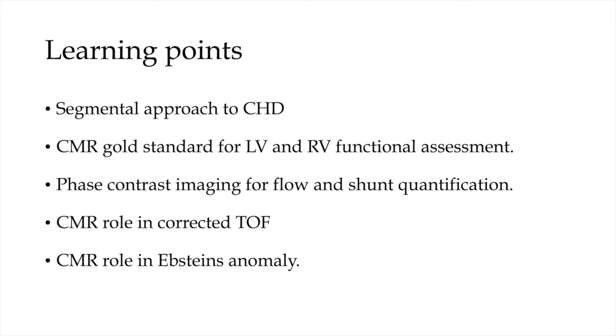In Ebstein's anomaly, cardiac MR plays a very important role in calculating the size of the functional RV. So, if the size of the functional RV in Ebstein's anomaly is good enough, then the patient can undergo corrective surgery for Ebstein's anomaly.